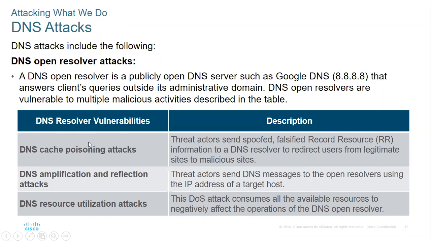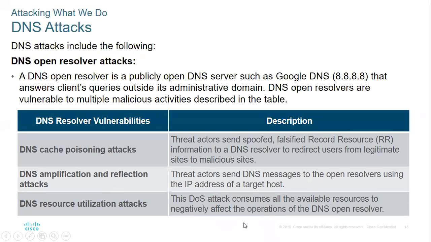DNS suffers from the DNS cache poisoning attack. This is where the hacker is able to enter false entries in the cache. We also have the DNS amplification and reflection attack. This works just like the previous amplification and reflection attack we have looked at. DNS resource utilization attacks.